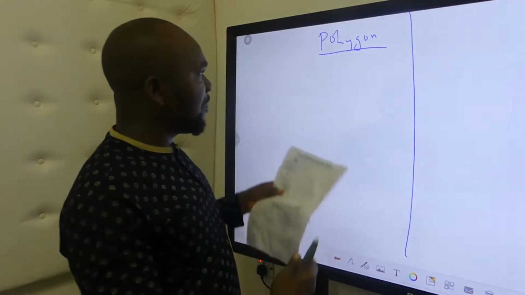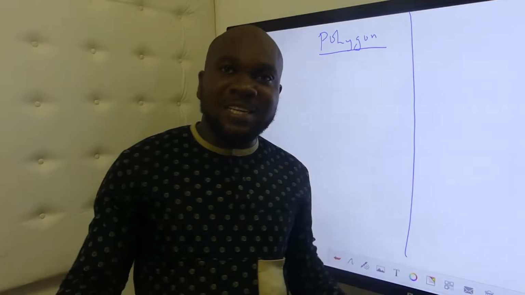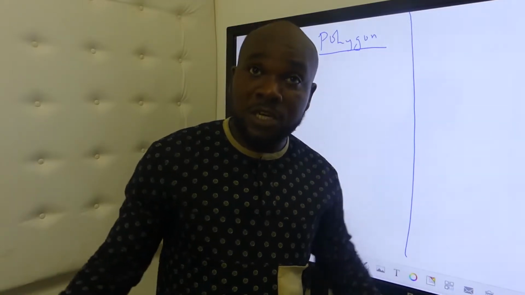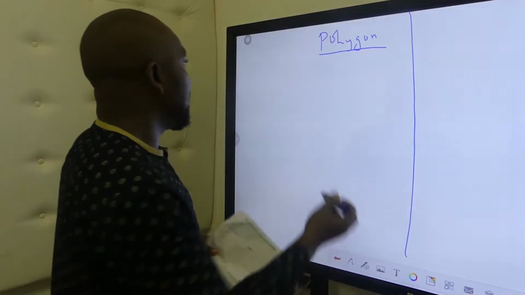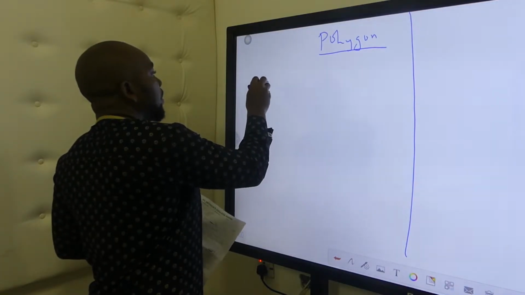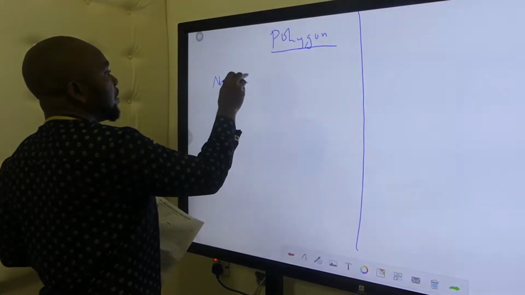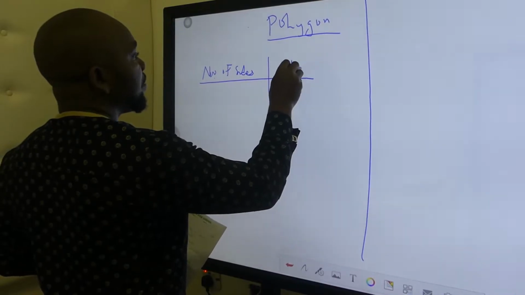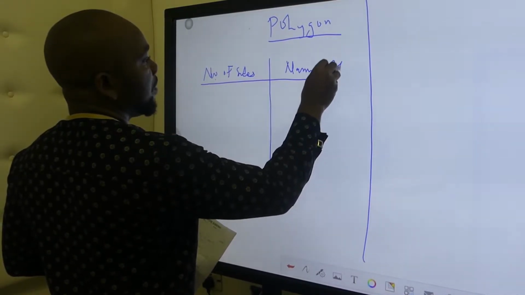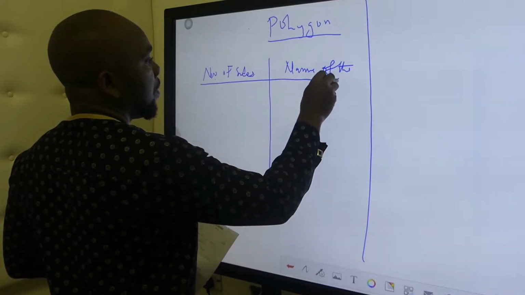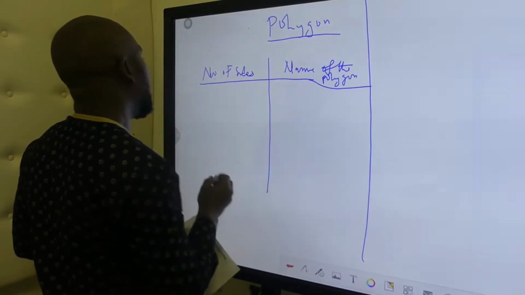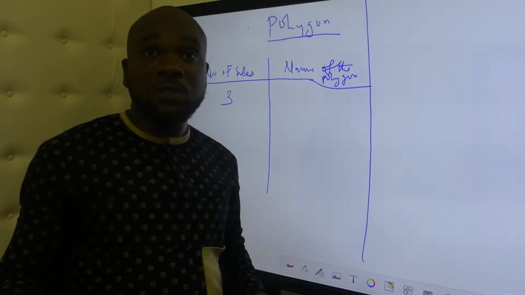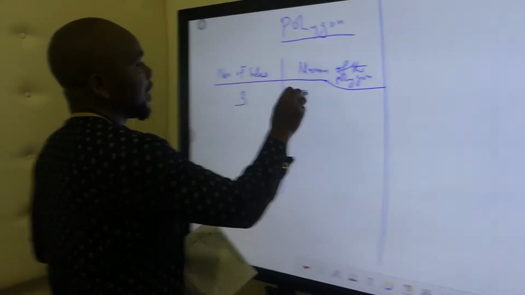And what is a polygon? I have already defined it: when three or more straight lines are joined together to form a plane shape. And we have different types. When you are talking about the number of sides, then you talk about the name of the polygon. Remember that I said the number of sides. If three lines are involved, it is called a triangle.